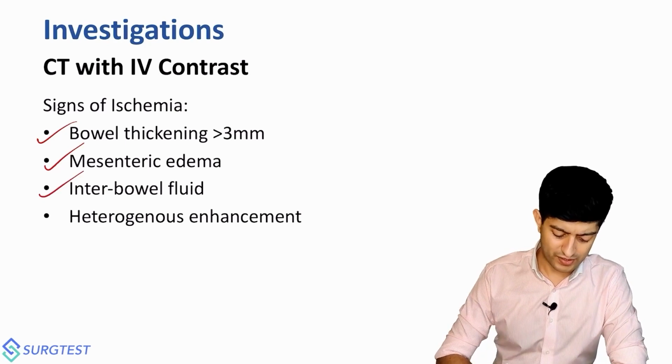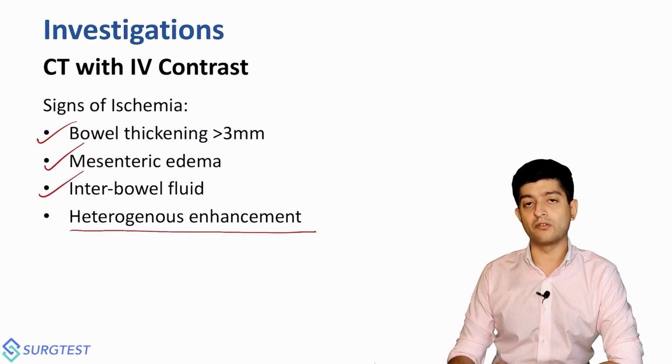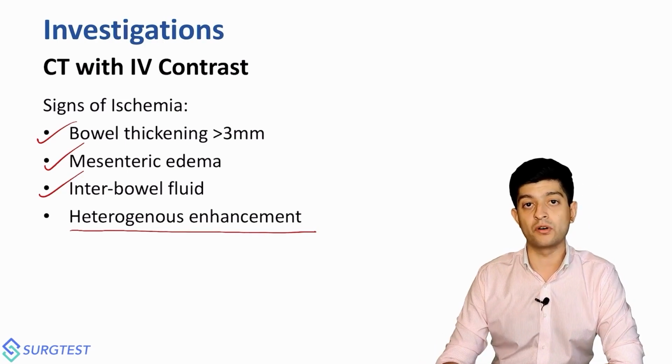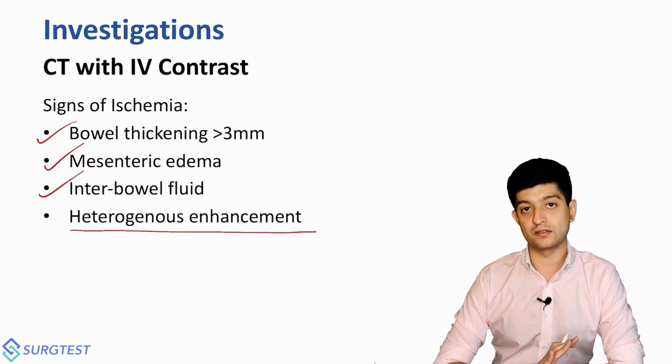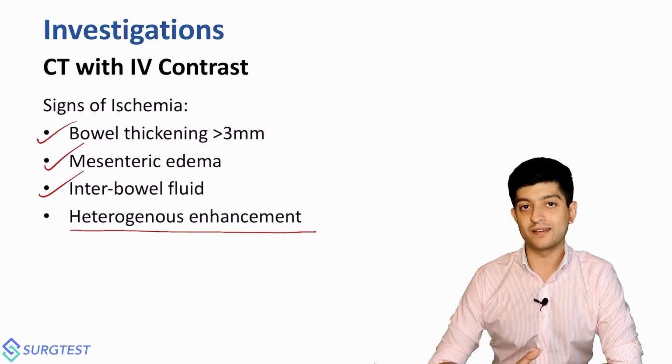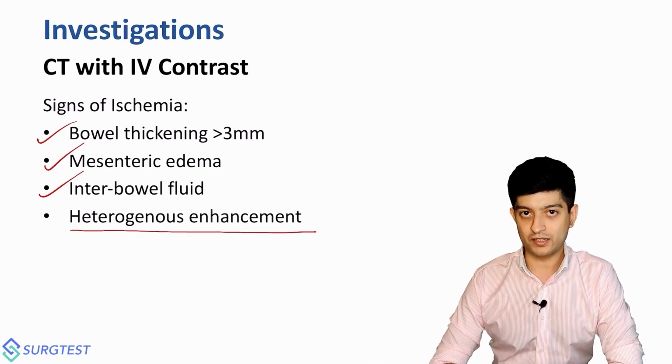And the last bit is actually the most important. When you're looking at bowel wall enhancement, when it is heterogeneous in nature, it means that certain segments of the bowel wall are getting more contrast than the others. Ergo, the vascular supply to some segments is better than the rest. Well, the rest are actually now ischemic.